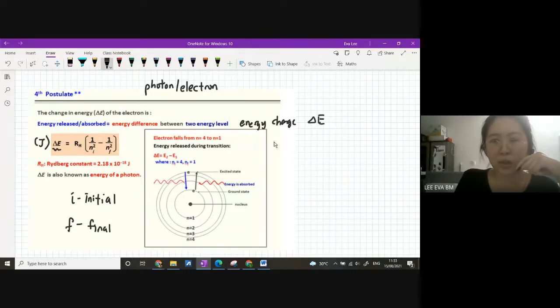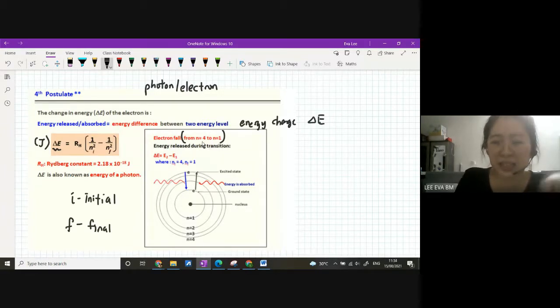In this example, the electron falls from n equals to 4 to n equals to 1. N4 is your initial energy level, N1 is your final energy level. So dekat sini awak kena pay attention to the grammar, from where to where. So initial adalah 4, final adalah 1. Ataupun soalan boleh tukar: energy excited from n equals to 1 to n equals to 4. So this one also you need to pay attention.